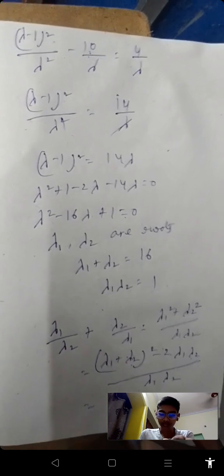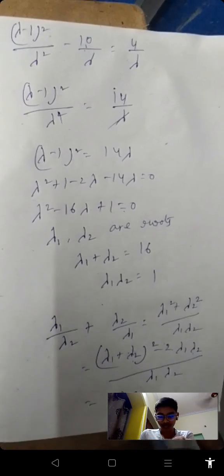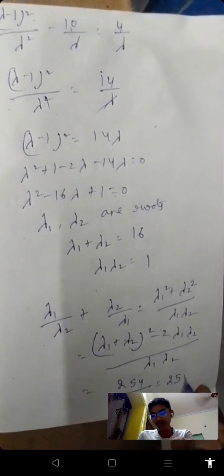256 minus 2 is 254 by 1. So the answer is 254.